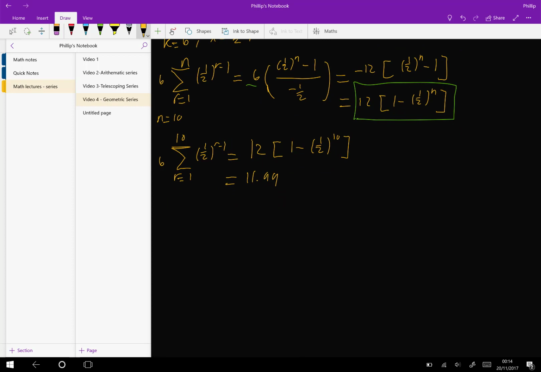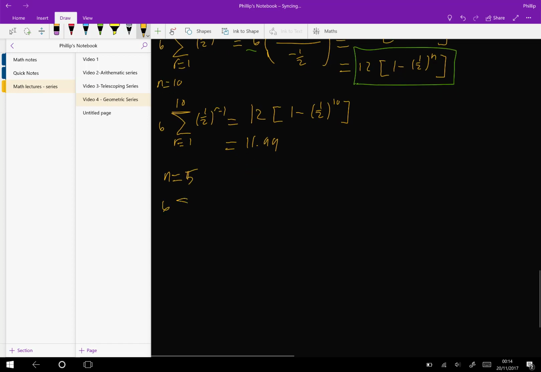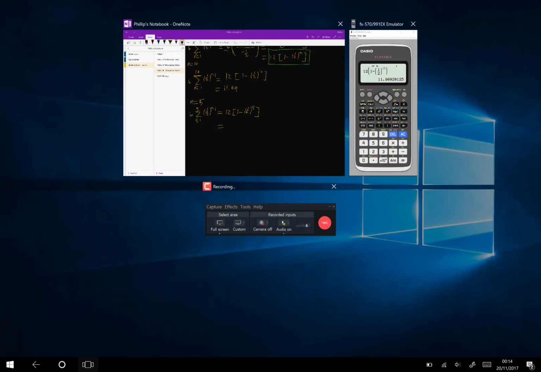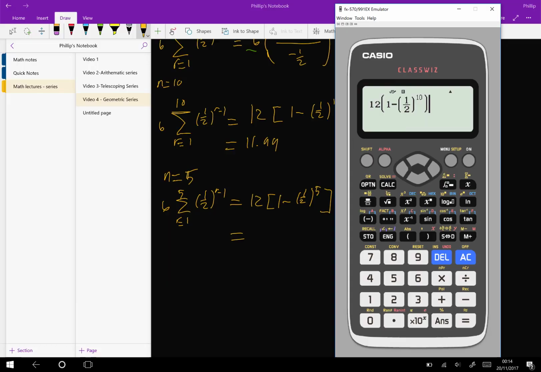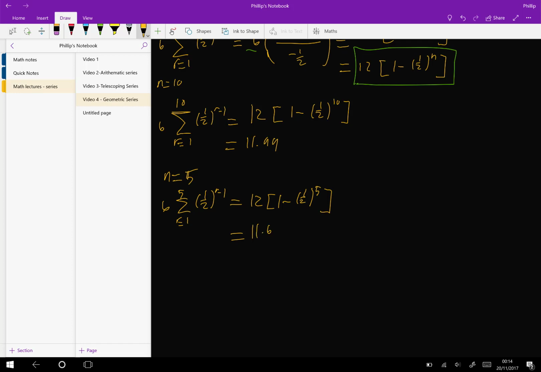Okay, let's make n a little smaller first. I should have started when n is equal to 1, because that's almost what I'm trying to show now. Let's start with n equals 5. Then we've got 6 times by the sum from r equals 1 to 5 of a half to the r minus 1. What does that equal? Well, that's equal to 12 times by 1 minus a half to the 5th power. So we just change the value from 10 to 5. 11.625, okay. So it's still quite close to 12, but it seems to be getting closer to 12, doesn't it?